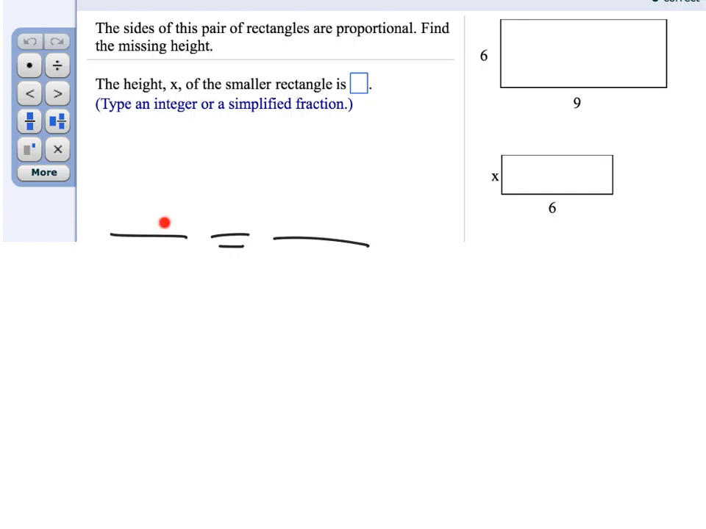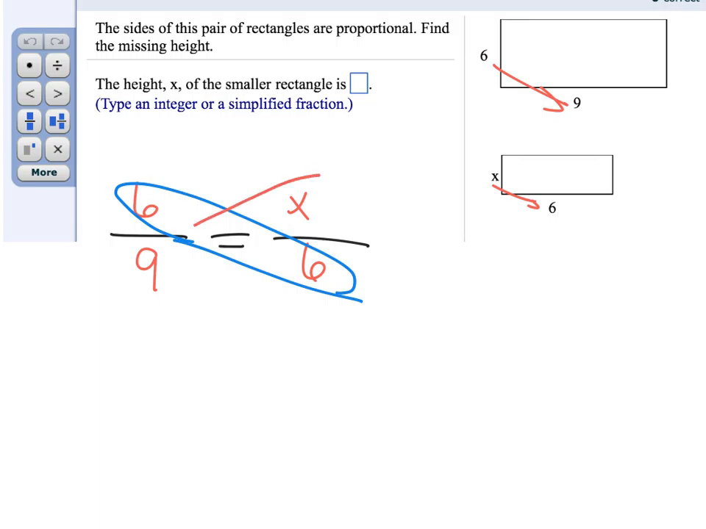So here we're going to set up our fractions, and we have a choice. So take a look here, and you'll see that 6 is to 9 as x is to 6, right here. So I'm going to write 6 is to 9 as x is to 6. And now we've got one fraction equaling another fraction, so that tells us we can use our cross products.